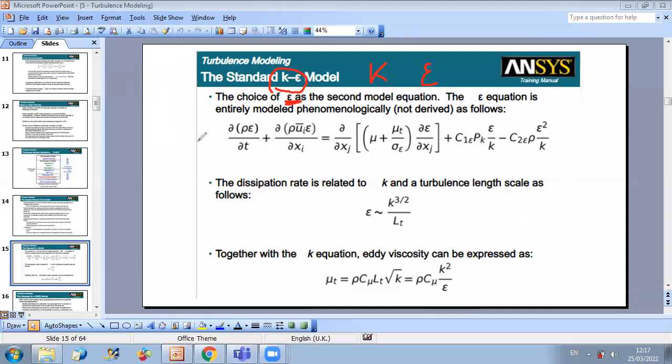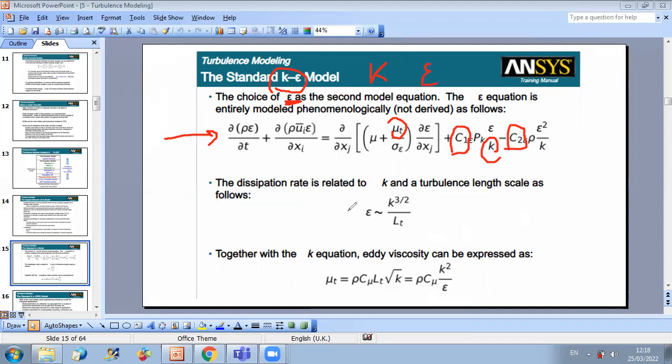So for example, here you can see that this equation represents the differential equation for epsilon. And as you can see, it's related to the eddy viscosity, it's related to the turbulent kinetic energy, and it involves constants. And as I told you, these constants are derived empirically. So it's not a pure mathematical relation. It's a relation developed based on observations and experiments.